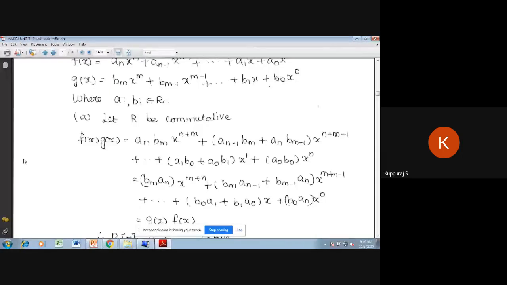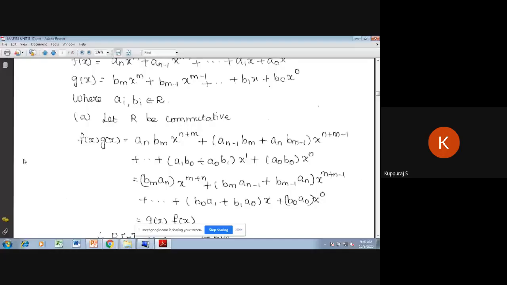so we know capital R, the set of all real, is commutative. So then an into bm satisfies the commutative property. Then an into bm can be written as bm into an. Then look at the coefficient of x power n plus m minus 1, where an minus 1 into bm can be written as bm into an minus 1, plus an into bm minus 1 can be written as bm minus 1 into an. Since R is commutative, that's why the real are commutative here.